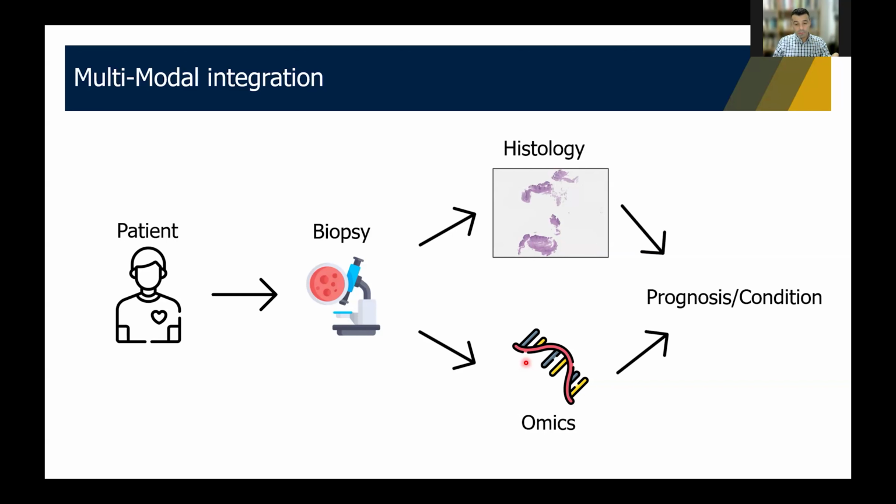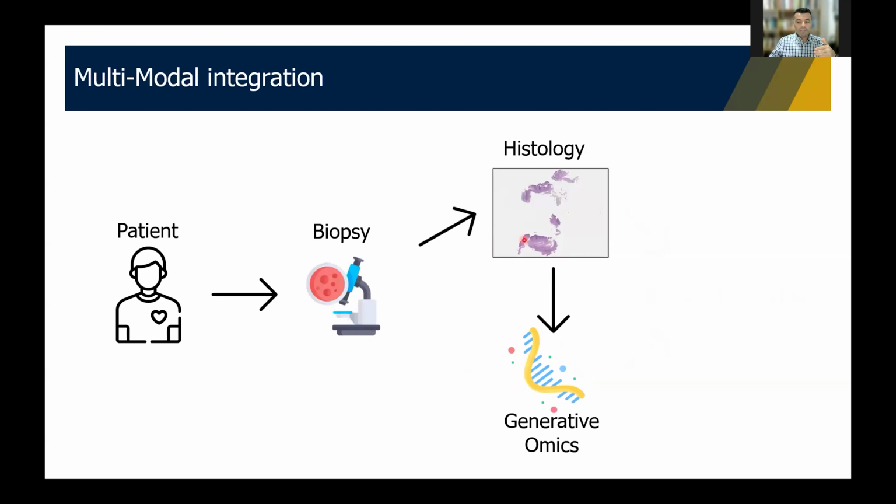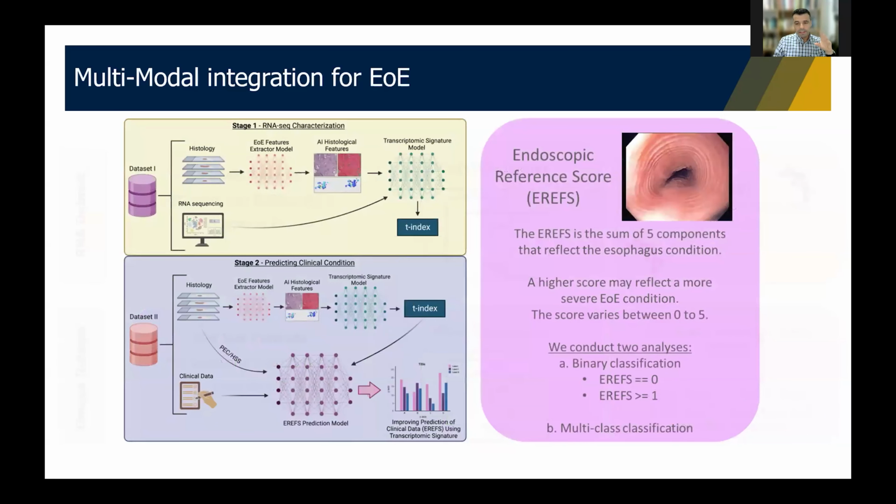The other thing that we want to do is, because this arrow of sequencing or inferring the molecular data can be expensive and not available in all hospitals, we also want to take the biopsy, learn relations between histology and, let's say, proteins or mRNA, and then just based on the histology, improve prognosis and condition. And here is an example of how to do it.